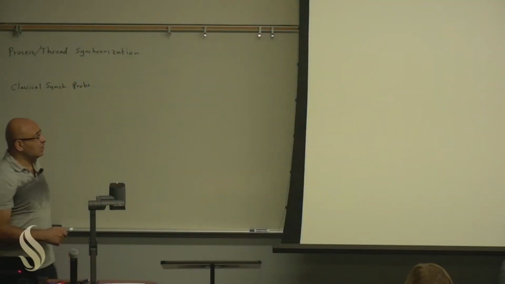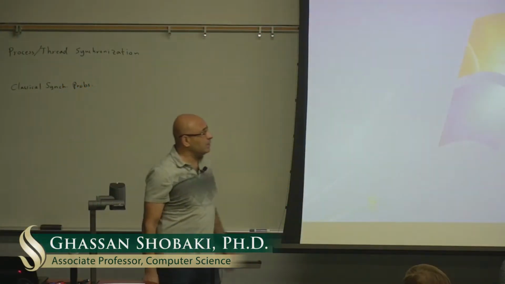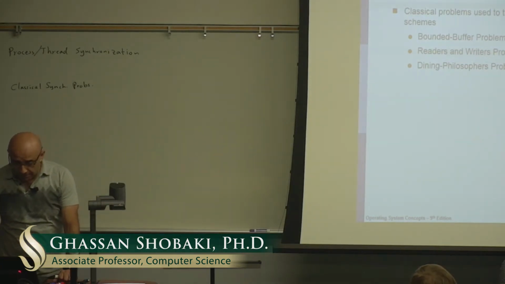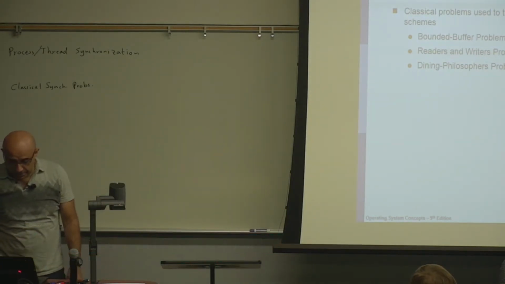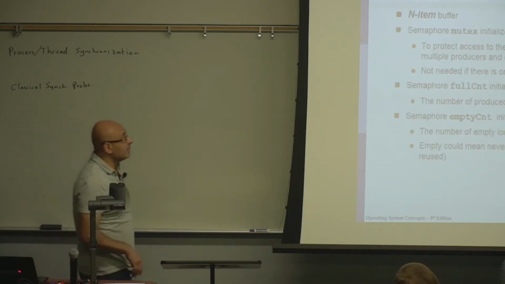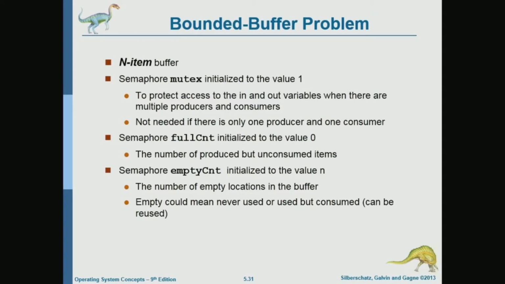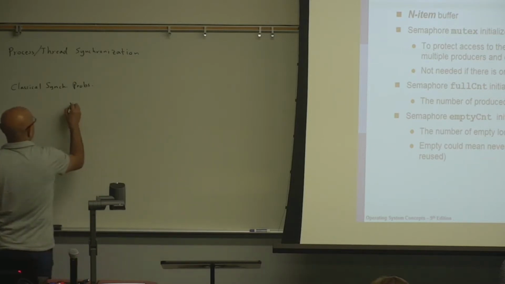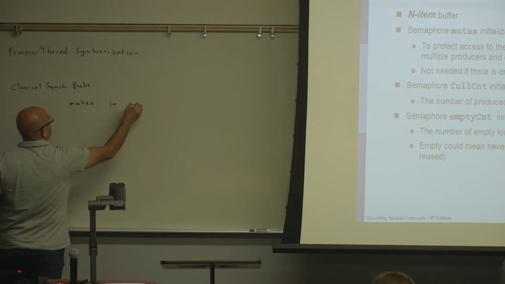Okay, so the first problem that we will look into will be the bounded buffer problem after learning semaphores. Now, we will show a solution to this problem that is based on 3 semaphores. One semaphore is for protecting, that we call mutex, that will protect shared variables in and out.